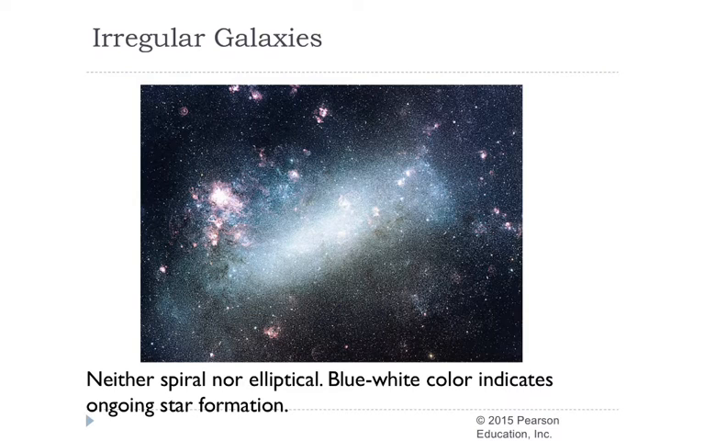Then we have our third classification, irregular galaxies. They are neither elliptical nor spiral, but they do have a blue-white color, which indicates ongoing star formation here.